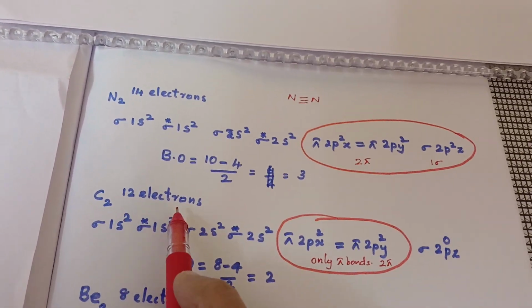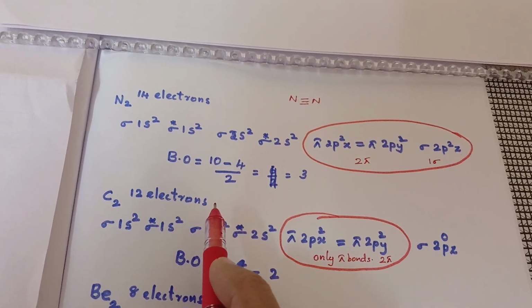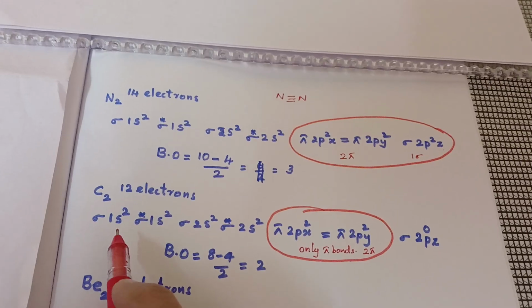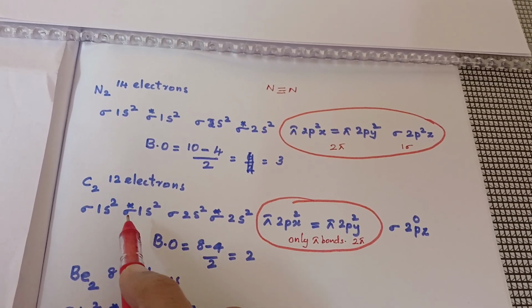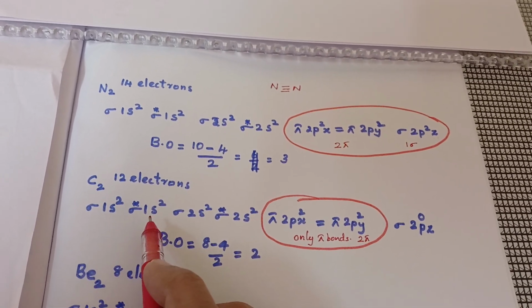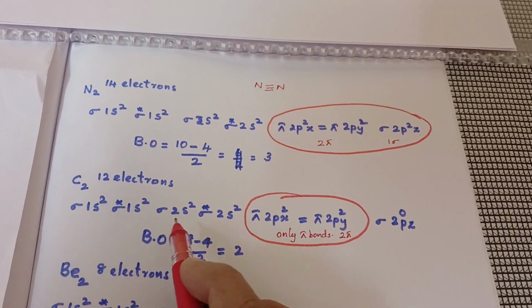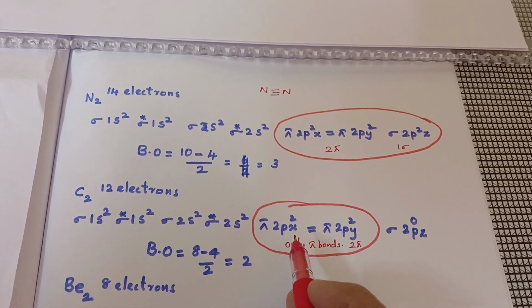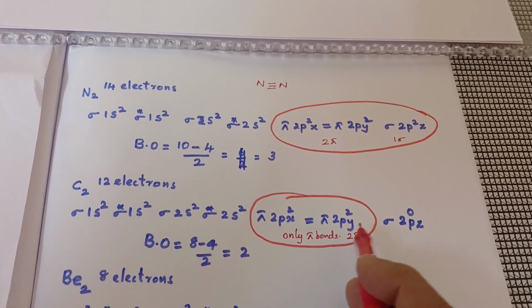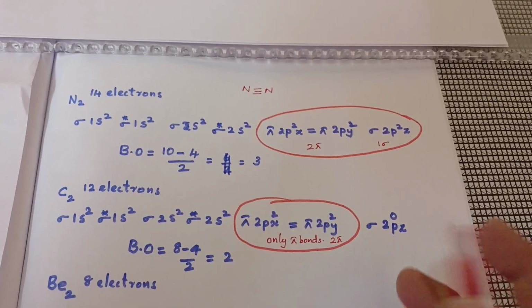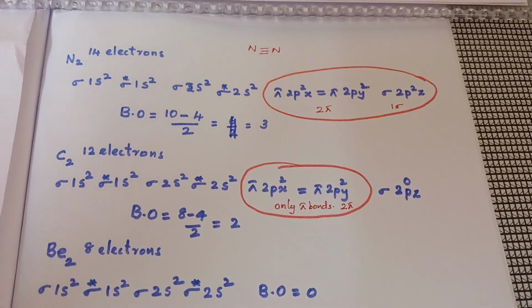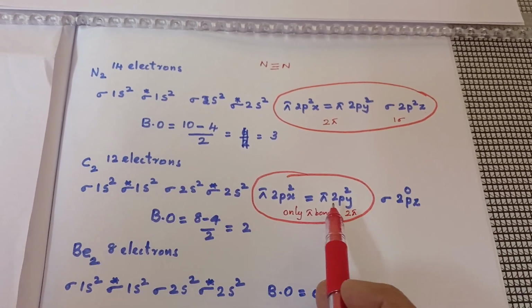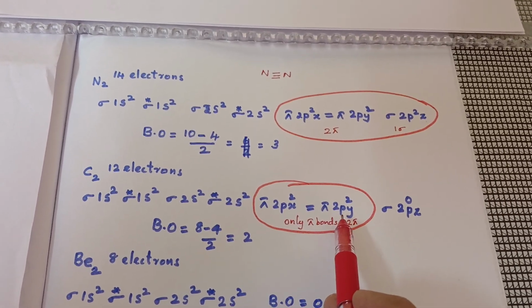Let us look at C2. It has 12 electrons, each carbon having 6 electrons. So if we place them in the molecular orbitals, sigma 1s2, these are bonding, these are anti-bonding, sigma anti-bonding 1s2, sigma 2s2, sigma anti-bonding 2s2, and pi 2px2 and pi 2py2. And sigma 2pz is 0. There are no electrons in the sigma orbital. So here we have only pi bonding electrons or orbitals.